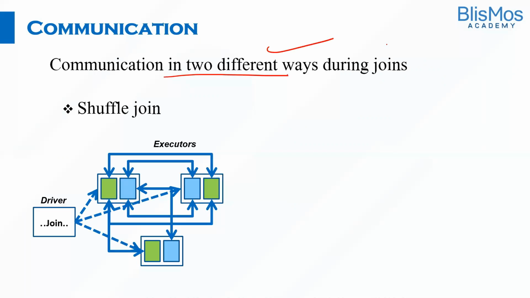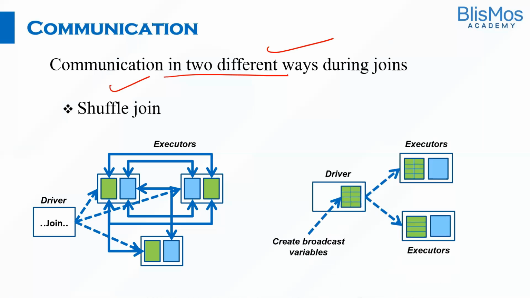Broadly, communication is done in two different ways during the joins. One is shuffle join, second one is broadcast join. As you see, as a part of the shuffle join, we can see the data in the partitions are exchanged between the executors, because the keys wouldn't be there in the same executor. The keys would be in different executors.